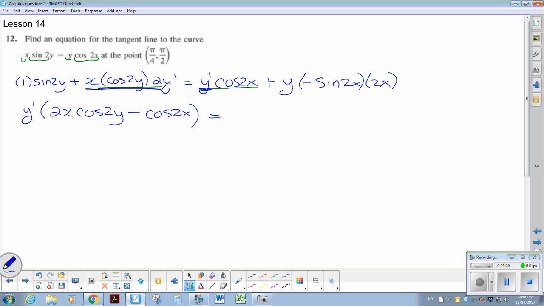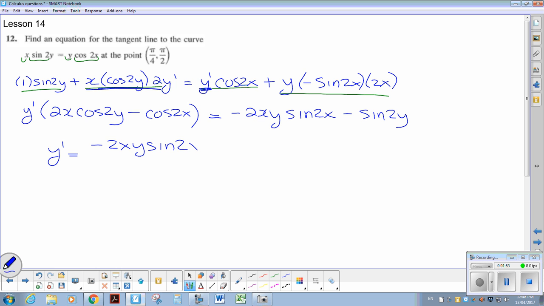On the other side, I'm going to have this function here. I'll move that one over as well. So I'm going to end up with negative 2xy sine 2x minus sine 2y. All right, so the final step, or not really the final step, almost the final step. I'm going to divide both sides by each of those, divided by 2x cos 2y minus cos 2x.